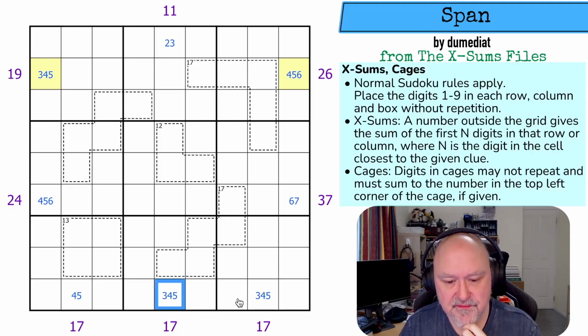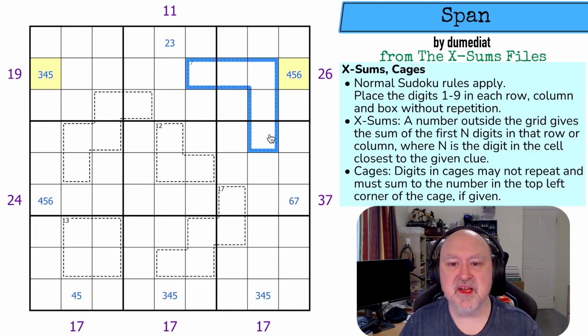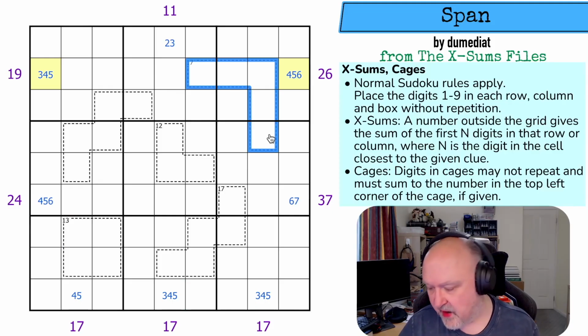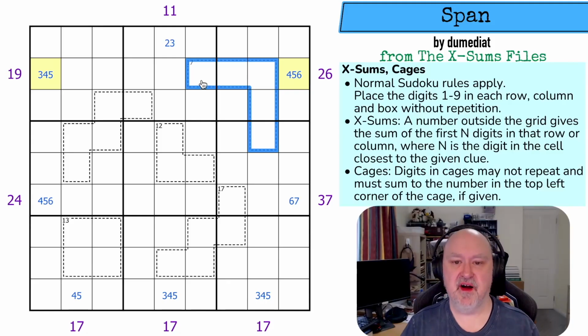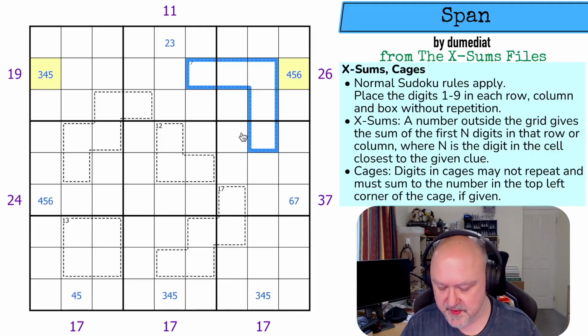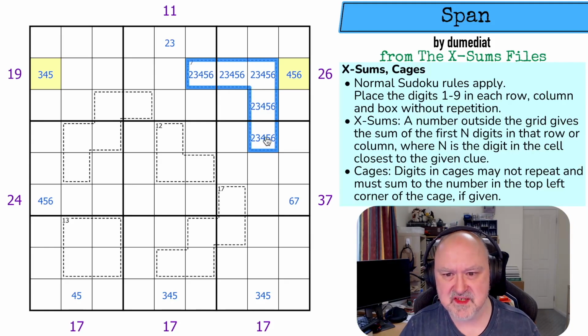This can't be a 5. Yeah, what is the nature of 17 in 5? Enough that I need coffee. So 17 in 5. What happens if I don't put a 1 in a 17 in 5? Well, then it would be 2, 3, 4, 5, 6. And 2, 3, 4, 5, 6 is 20. So it's too high. So there must be a 1 in a 17 cage.